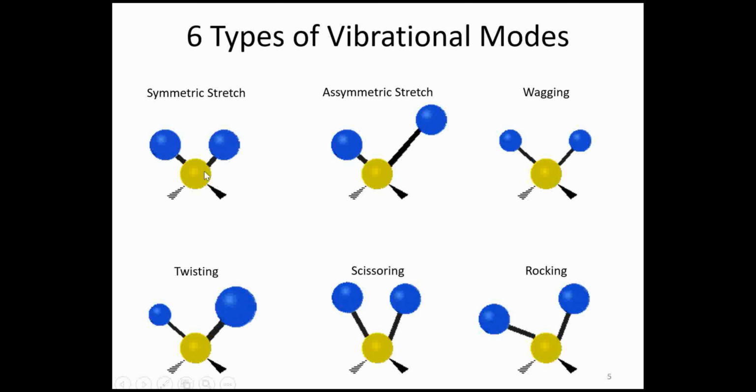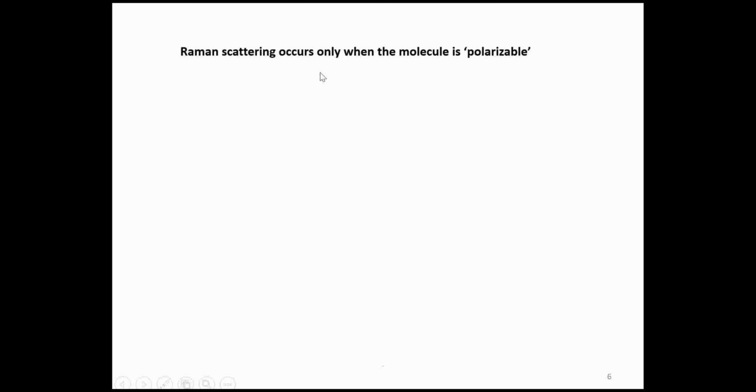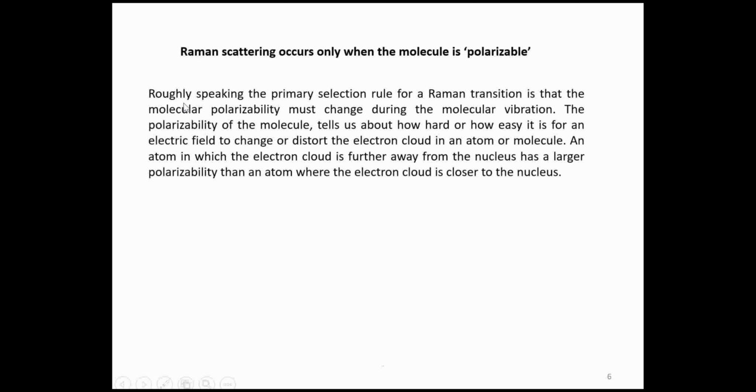So this is the important fact: polarizability should be there. Roughly speaking, the primary selection rule for Raman transition is that molecular polarizability must change during the molecular vibration. The polarizability of a molecule tells us how hard or how easy it is for an electric field to change or distort the electron cloud in an atom or molecule. These are two of the important phenomena about Raman scattering: Raman scattering as a transition between states, and Raman scattering as a change in polarizability of an atom.